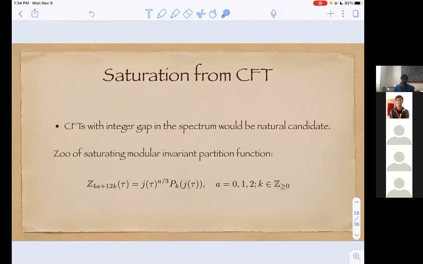So one can also write, yeah. Is P of K a polynomial? What is P of K? Oh yeah, so P of K is a kth degree polynomial of the J function, right? And so, for example, say if I pick it to be like J of tau squared, what is that CFT? The J function is the partition function of the monster, but what is that?